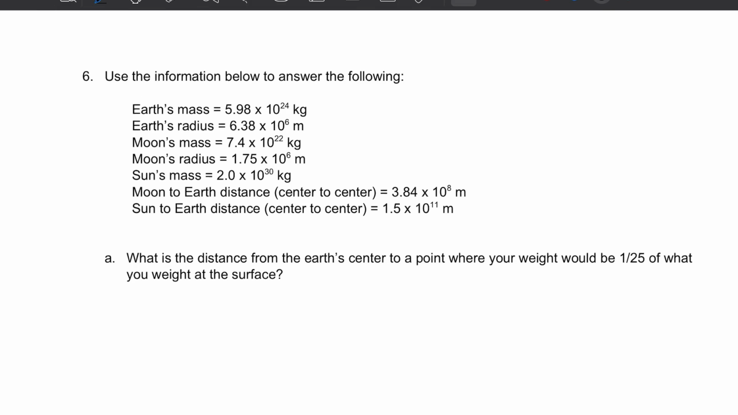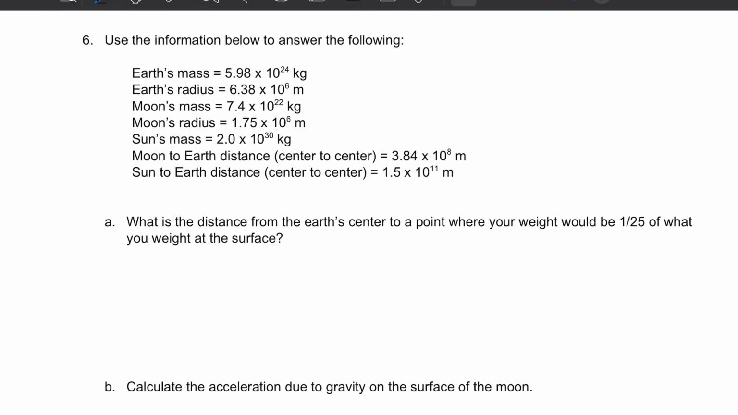Last page. What is the distance from the Earth's center to a point where you'd be 1/25th of what you are at the surface? If I'm only changing the displacement, if I've got 1/25th, so that's 1 over 5 squared, right? 1 times 1 times 1 over 5 squared. So my radius would be 5 times bigger. That would give me 1/25th.